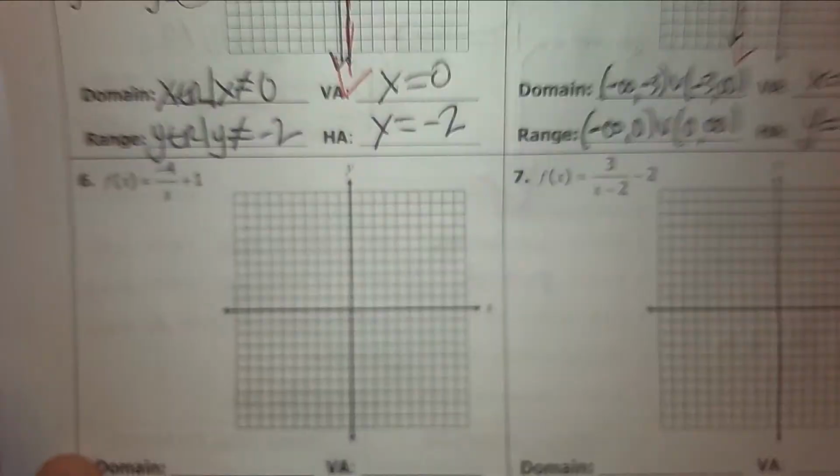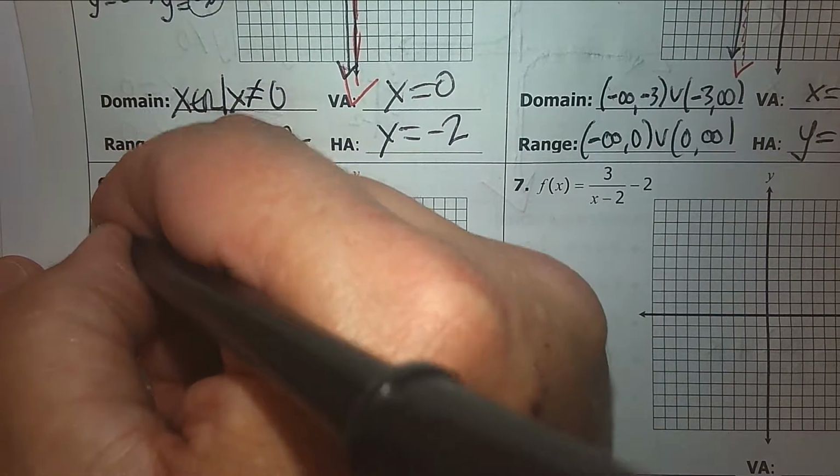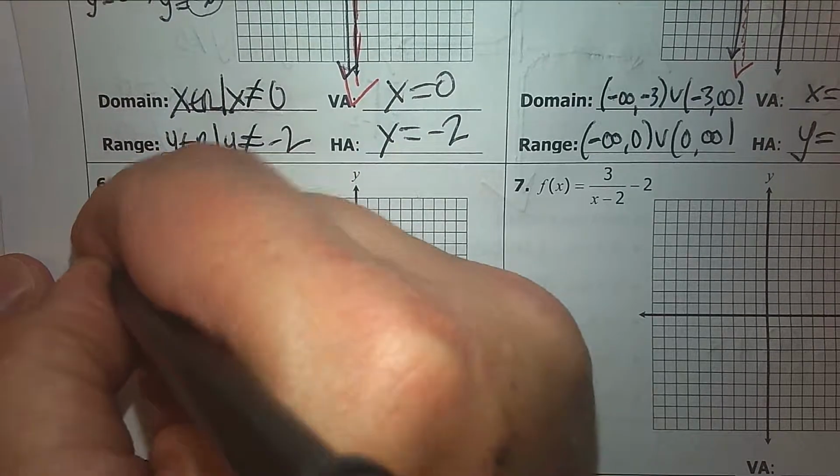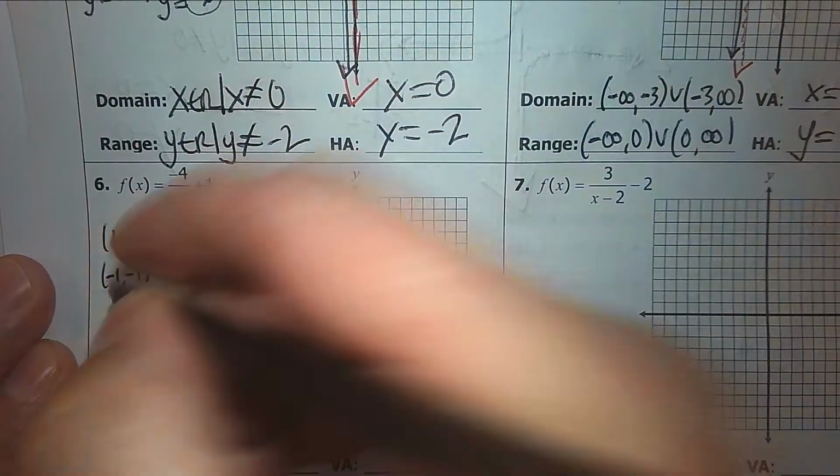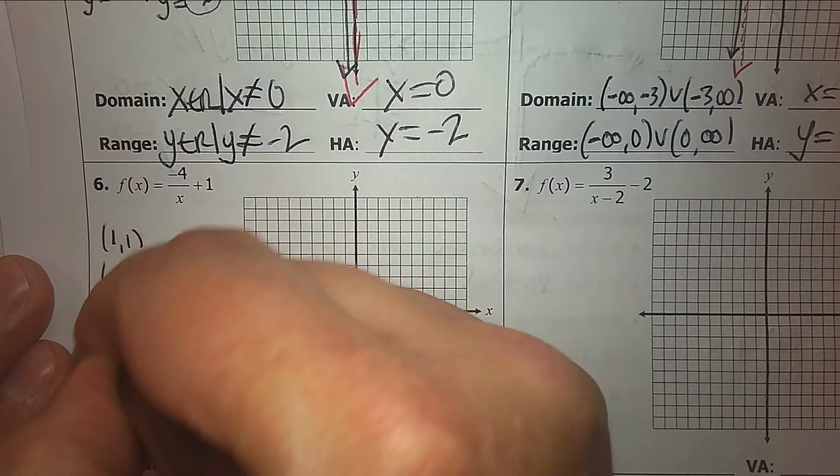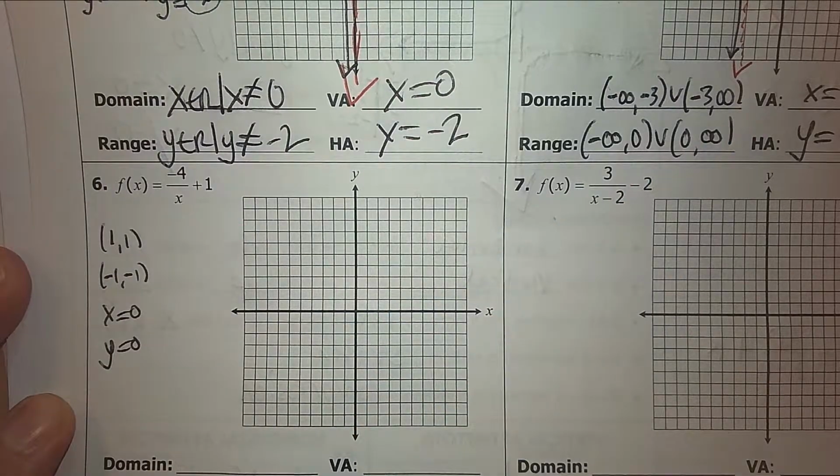How are we going to start this? We start with the parent points. What are the parent points? 1, 1, negative 1, negative 1. The asymptotes are x equals 0 and y equals 0.